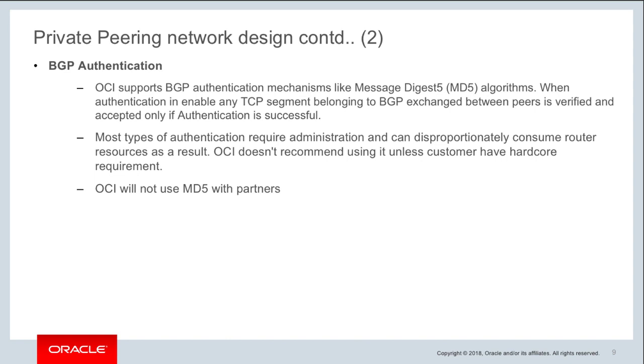We support the BGP authentication mechanisms. We support the MD5 authentication. When you have set up the authentication, all the TCP segments belonging to that BGP exchange would be first verified and accepted only if that authentication is successful. Since the authentication requires additional administration, it can consume router resources. So it's recommended only if it's required by the OCI customer. And by default, with the partners, we would not do any MD5 authentications.